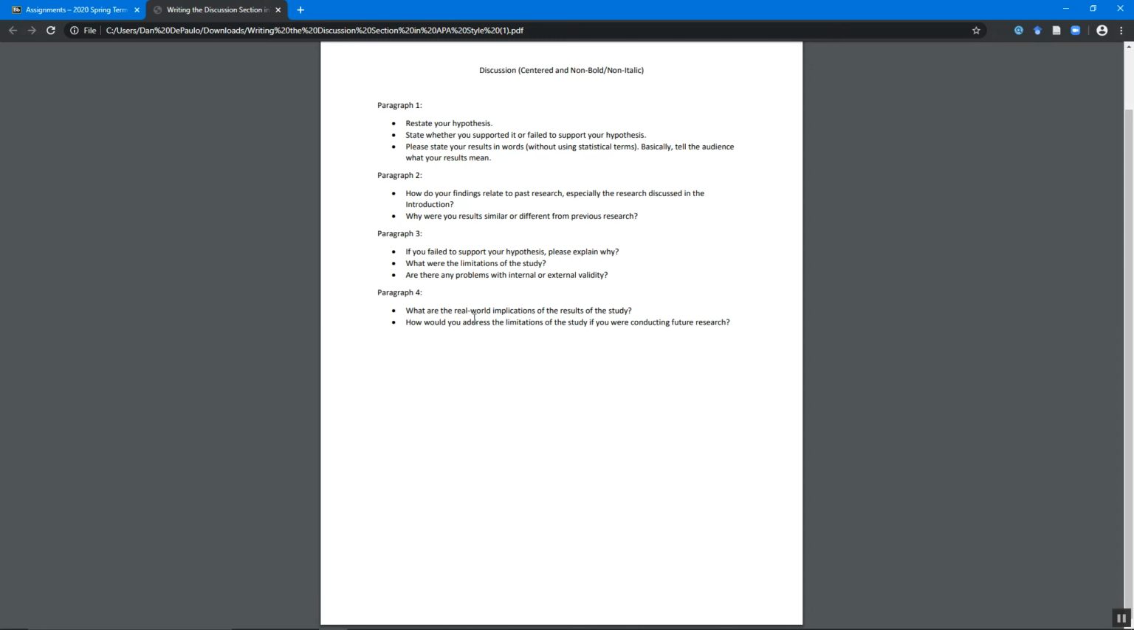And how would you address the limitations of the study if you were conducting future research? So what would you do to make it better? There's a lot of ways. I told you about all the limitations, right? Sample size, the test is too easy, which leads to what's called the ceiling effect. The sample may not be representative. How do you fix that stuff? So if you were to do this study again, and you were trying to publish the study, what could you do better? Give me some ideas here. Think about it.